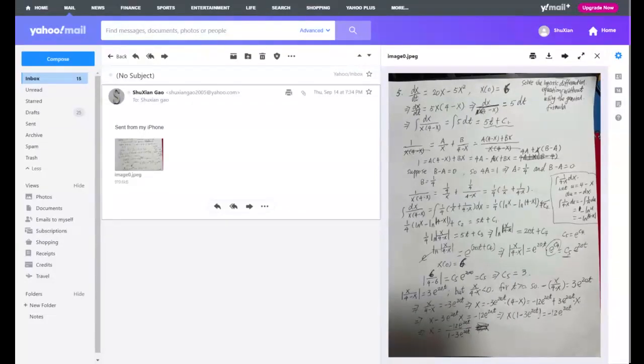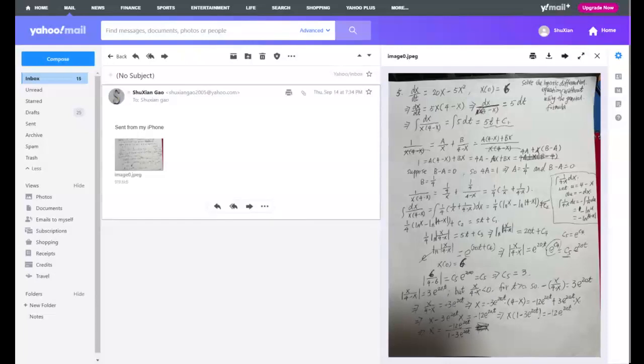Today I present the question: solve the logistic differential equation without using the general formula. The given equation is dx/dt = 20x - 5x², with initial value x(0) = 6. So we read it as x of 0. Okay, thank you. I keep the left-hand side dx/dt the same.